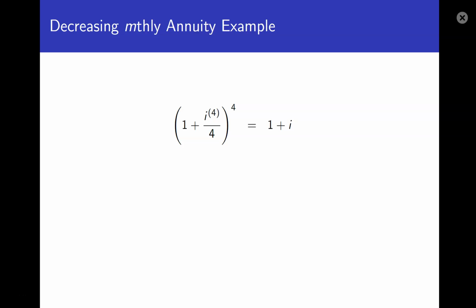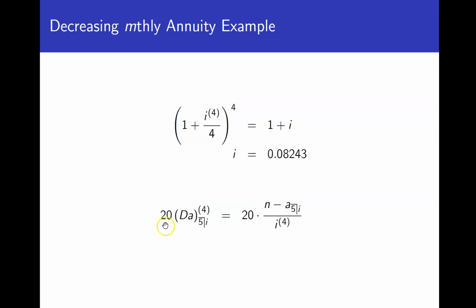So we can plug that in. It was 8% compounded quarterly. So if we put that in and solve for little i, we get 0.08243. So that little i is what's going to go in our decreasing mthly annuity immediate formula.